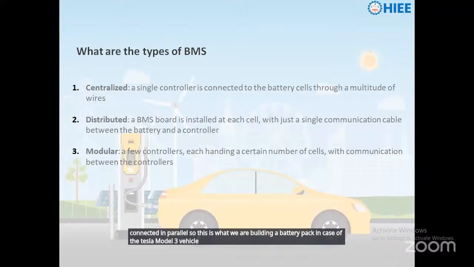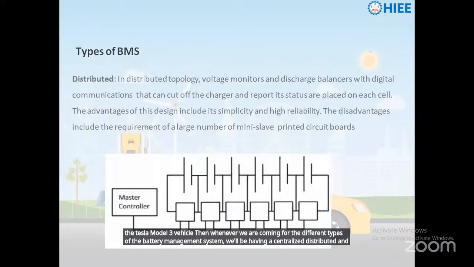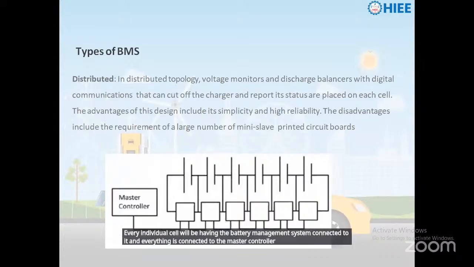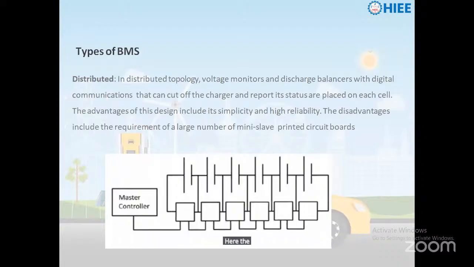Then coming to the different types of the battery management system, we have the centralized, distributed and modular battery management system. In the case of the distributed battery management system, every individual cell has a battery management system connected to it, and everything is connected to the master controller. Here, the master controller helps to monitor the individual cells.